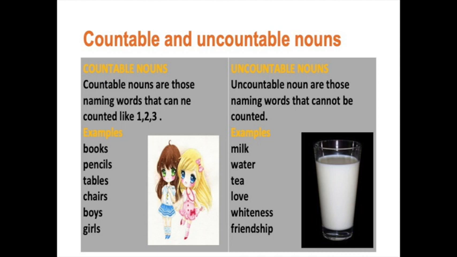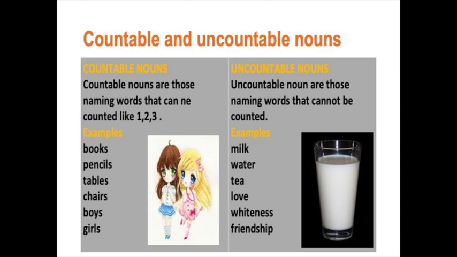Now next we have countable and uncountable nouns. Countable nouns are the things which we can count: 1, 2, 3, 4, 5, 6. Uncountable nouns are the things which we cannot count. Examples of countable: books, we can count. Pencils, we can count. Tables, we can count. Chairs, we can count. Boys, we can count. Girls, we can count. After every noun, we have S.